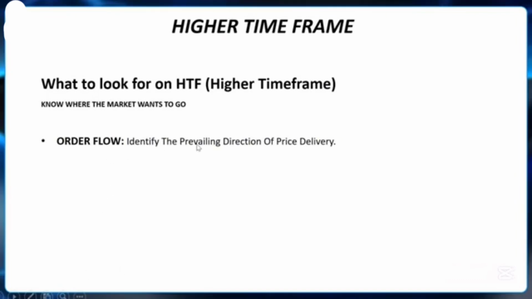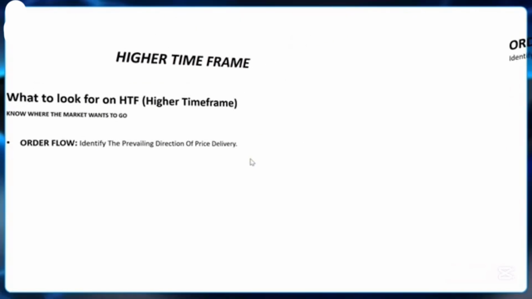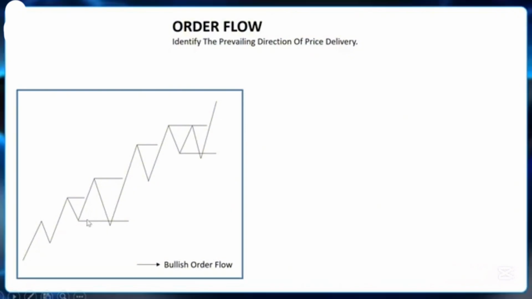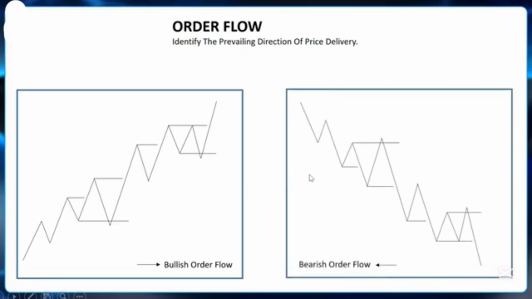In simple terms, this just means identifying the prevailing direction of price delivery. Don't complicate it, just ask yourself: is the market structure currently bullish or bearish? Let's break it down. When the market rejects below a low and breaks above a high, that's bullish order flow. That's your bullish market structure. Simple. On the other hand, when the market rejects above a high and breaks below a low, that's bearish order flow or bearish market structure. When we move to the real chart examples, this will make even more sense visually.